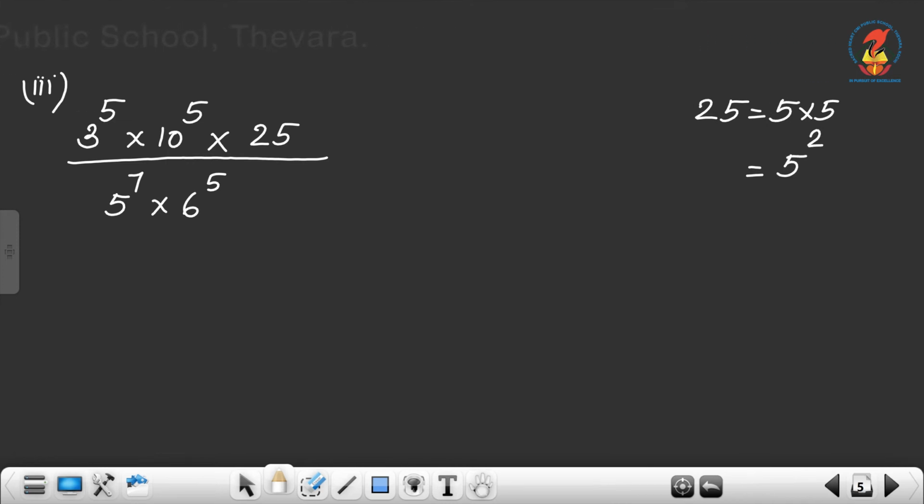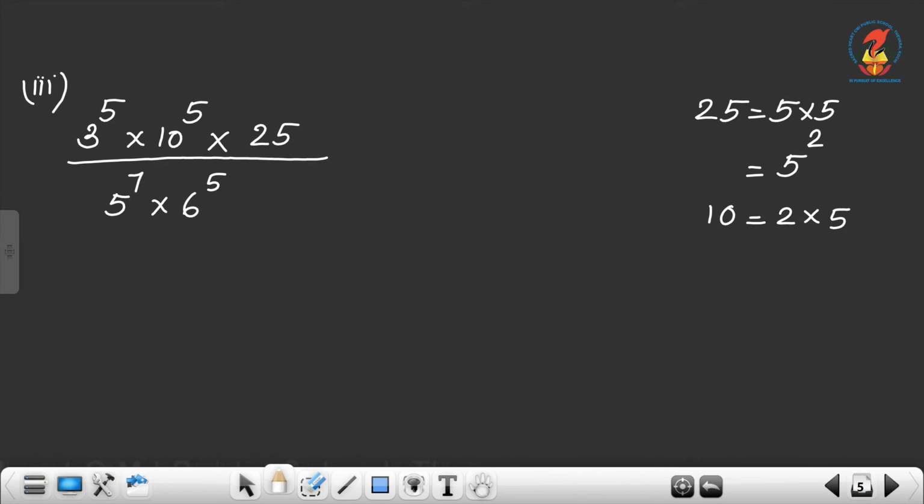Now the second step is whether the base is a prime number. Base should be a prime number. Here look at that, 3 raised to 5, base is 3. It is a prime number. 10 raised to 5, what is the base? 10 is the base. So how we can write 10? 10 we can write as 2 into 5. So 10 we can replace by 2 into 5. Then 25 we can write as 5 squared. 5 raised to 7, 5 is a prime number. So the base is also a prime number.